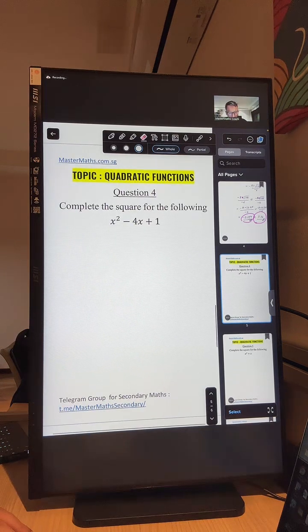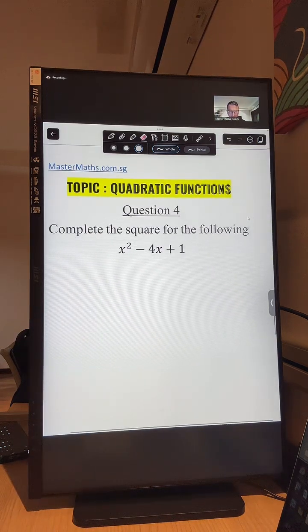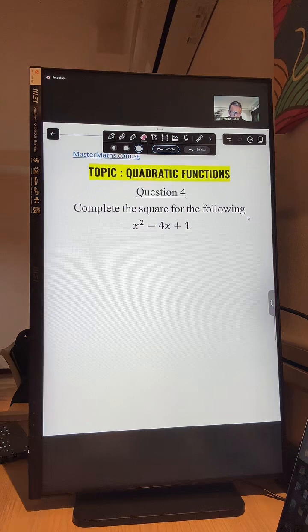Okay. How to do it by the completing the square method? Maybe before I go into this, I give you all a chance to practice on your own first, so that I can take a breather. Complete the square for the following: x squared minus 4x plus 1. How would you all do completing the square? This one they're not asking you to solve. This one they're asking you to complete the square.